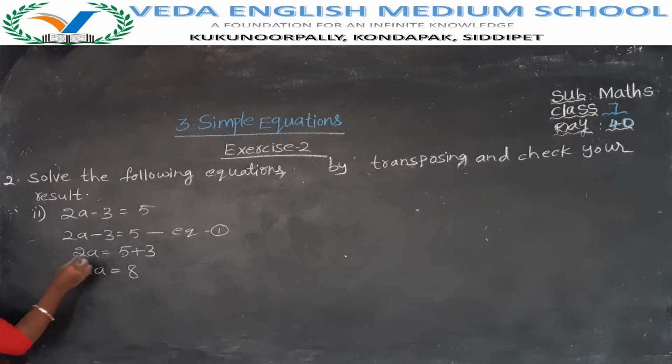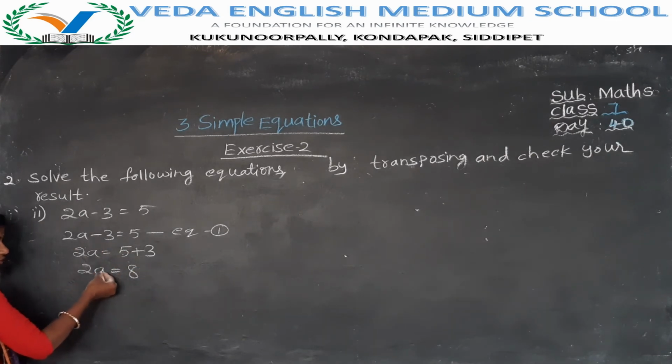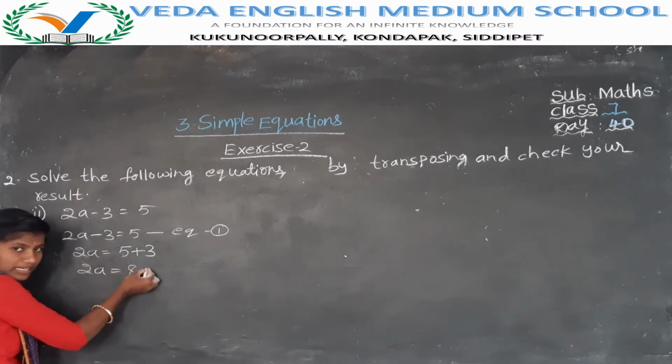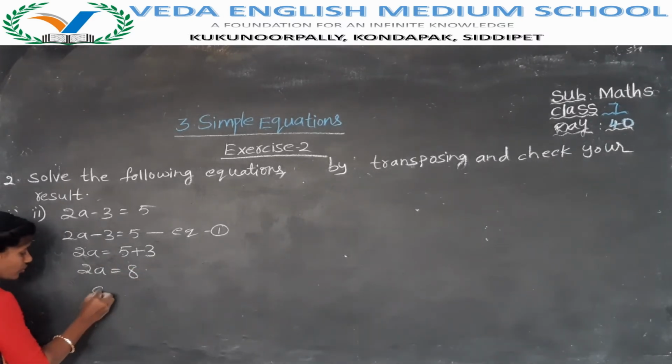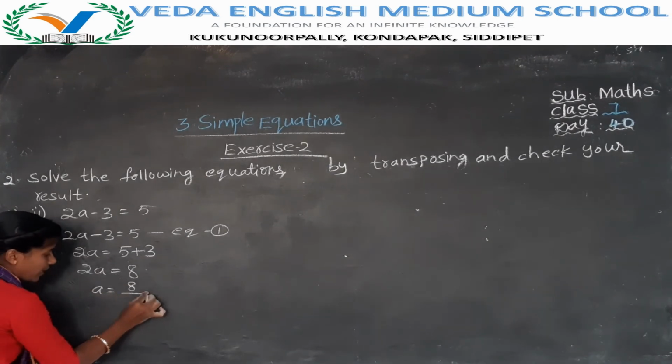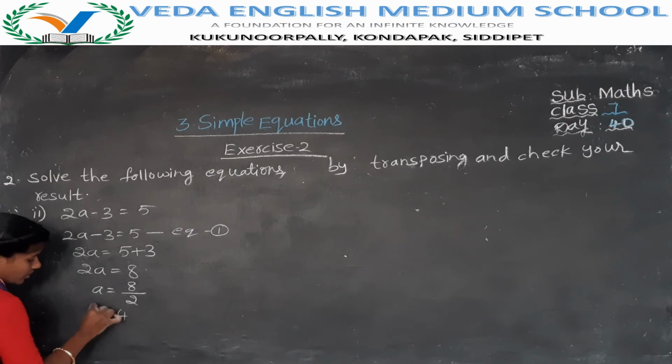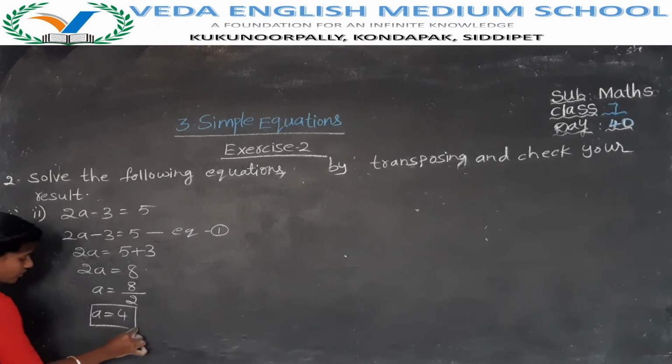We need only a. So, what do we have to do? Send this 2 to the RHS side. On the LHS side, the relation between a and 2 is multiplication. When it goes to the RHS side, it becomes division. So, a is equal to 8 by 2. 2 ones are 2, 2 fours are 8. We got the value of a is equal to 4.